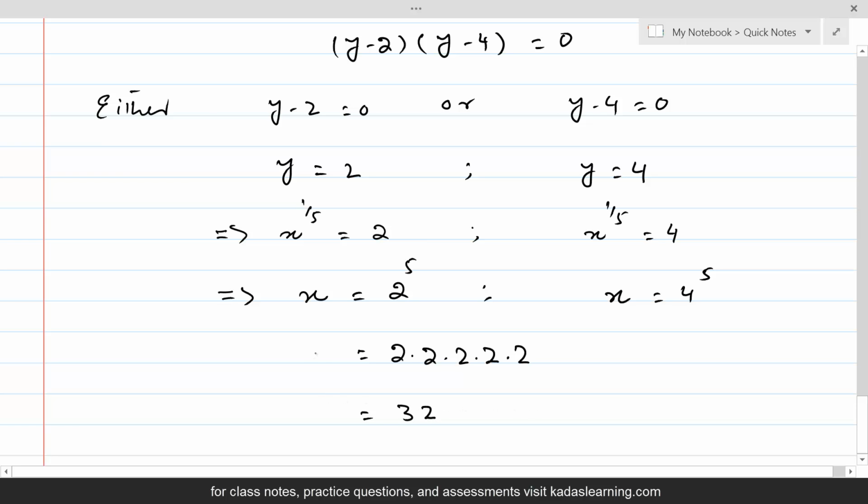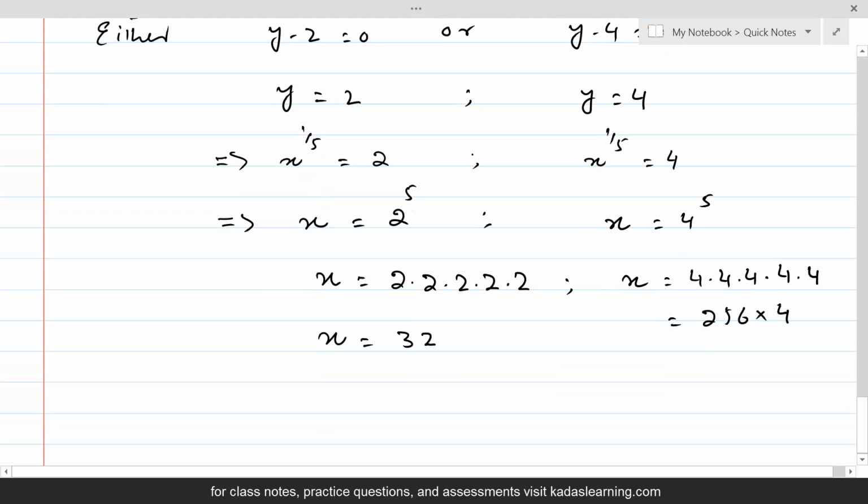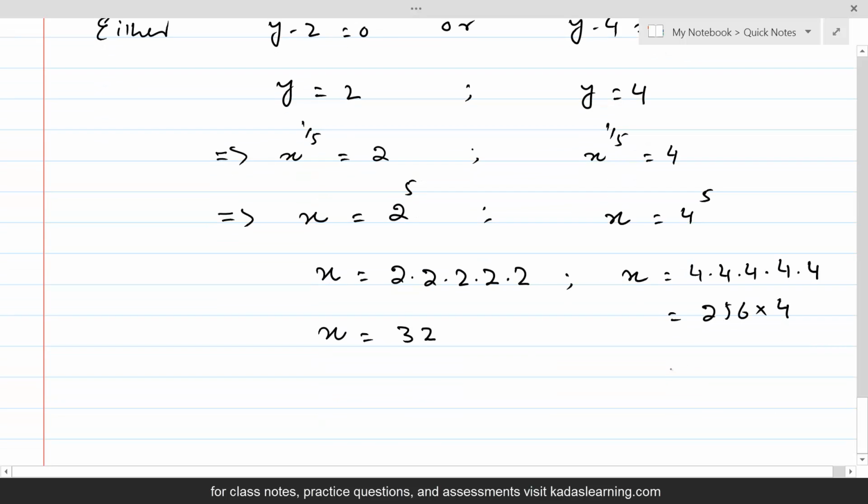And similarly, on the other side this is x equal to 4 power 5, meaning 4 times 4 times 4 times 4 times 4. So this would be equal to 256 times 4, and we can certainly multiply this, and this will become 1024, I guess. I don't have a calculator, but that's what my guess is.